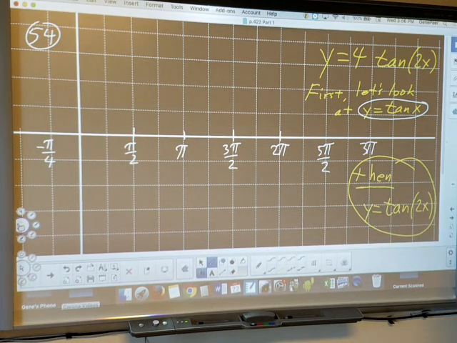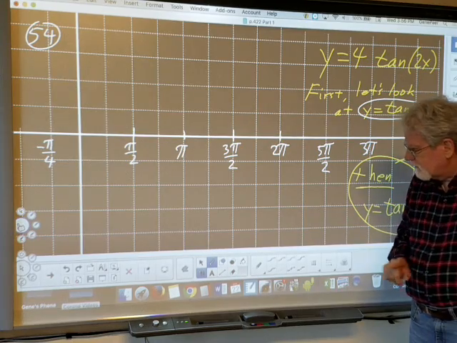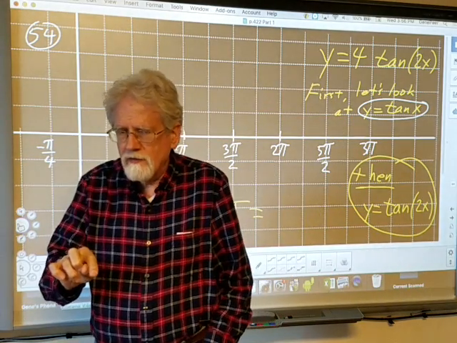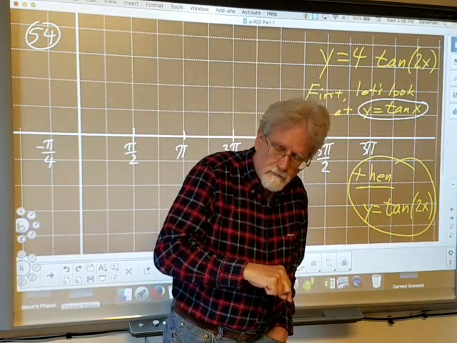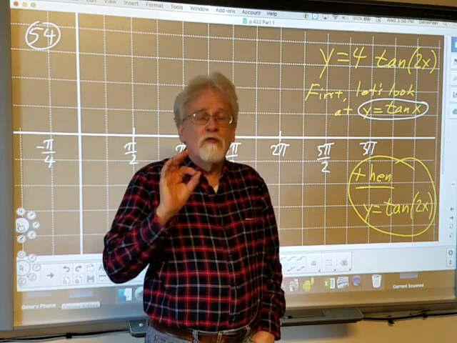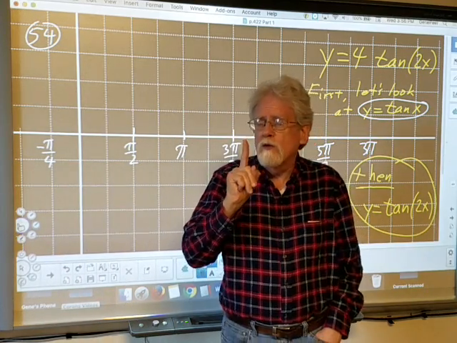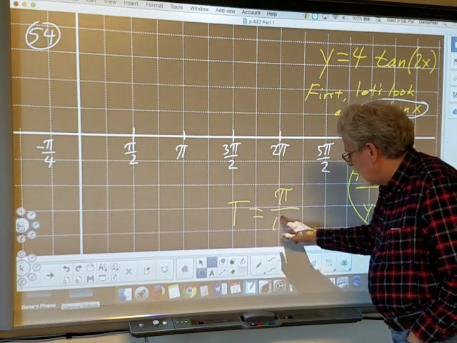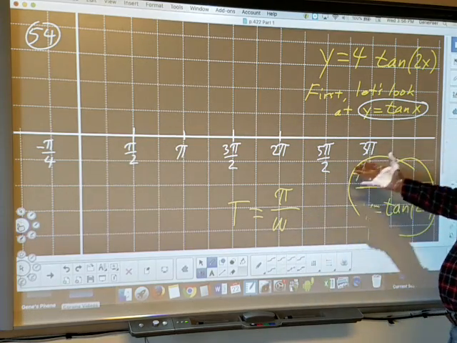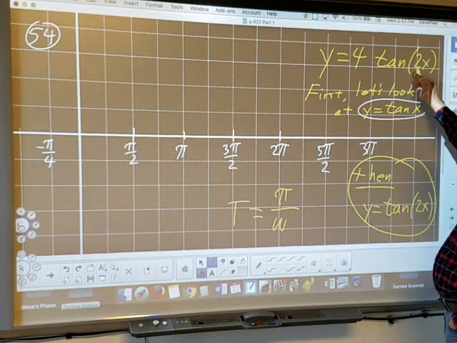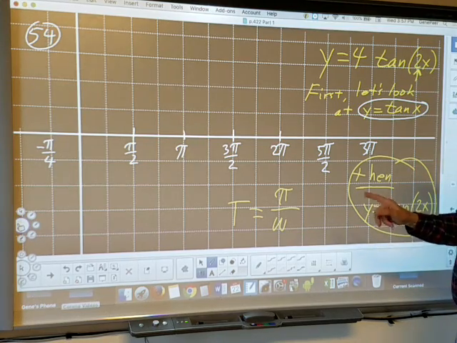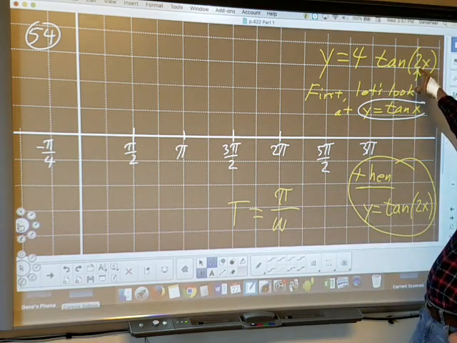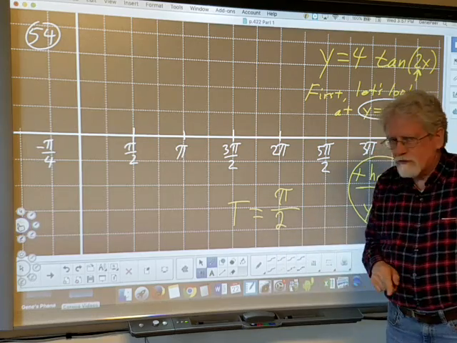So what's the period of y equals tangent of 2x? Remember, for sine, cosine, secant, and cosecant, the period is always 2 pi. For tangent and cotangent, the period is only 1 pi. So the formula for the period is pi divided by omega. What's omega? Omega is that coefficient of x right there. So the period of this one is not the normal pi, but pi divided by 2. So our period is pi over 2.